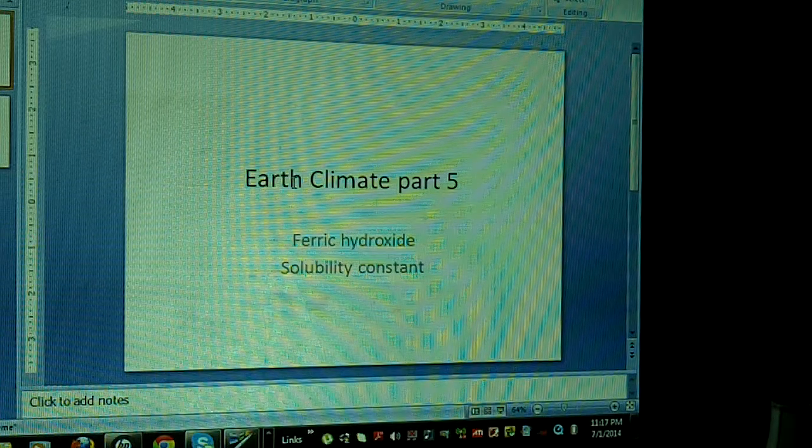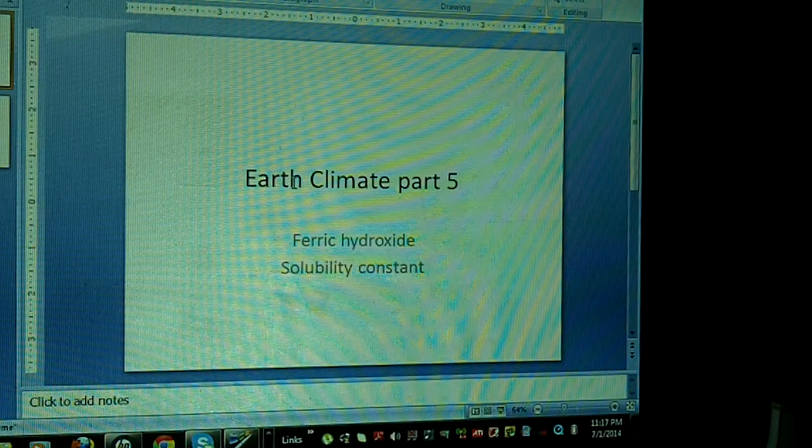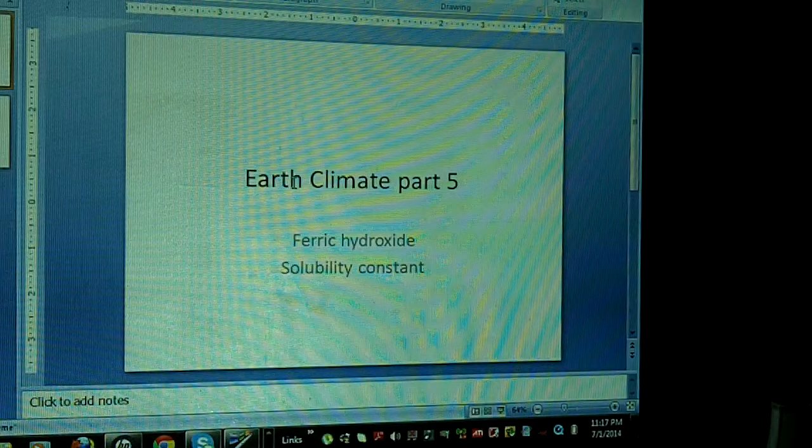Earth Climate, Part 5. We shall talk now about the solubility constant of ferric hydroxide, because as you remember from earlier parts in this talk, iron is one of the limiting nutrients required to allow the algae to live on the ocean surface.